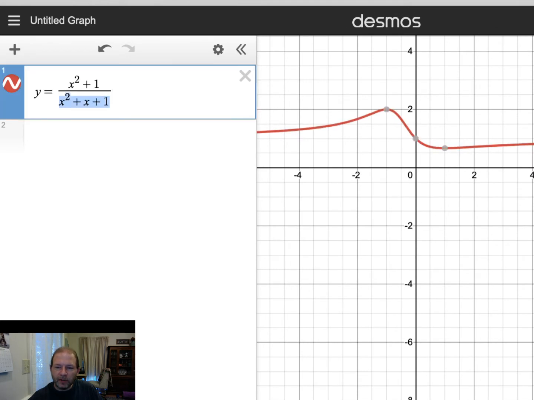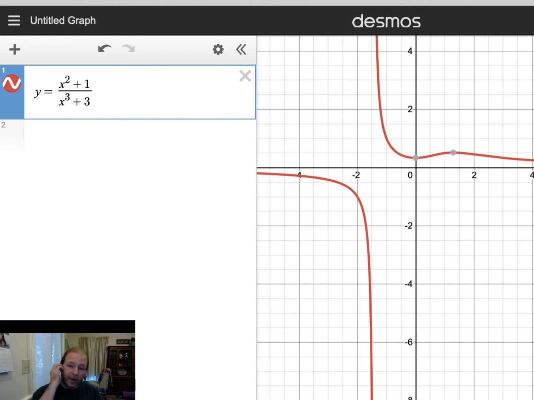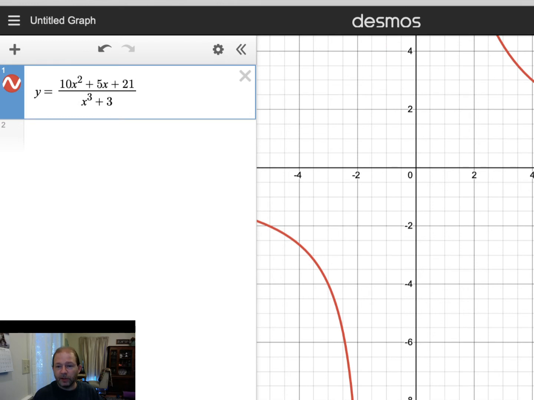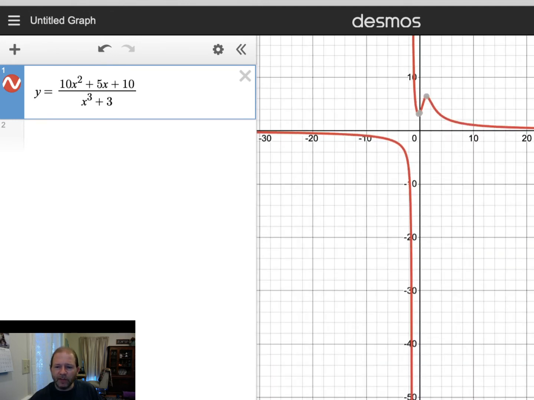So let's go back for a second. If this is x cubed plus 1 or plus 3, whatever, if we have a higher degree on bottom, then we're going to wind up getting a horizontal asymptote at y equals 0. And notice that's regardless of what the rest of the stuff is. If I change this up here to, say, 10x squared plus 5x plus 10, it changes the behavior of the graph.